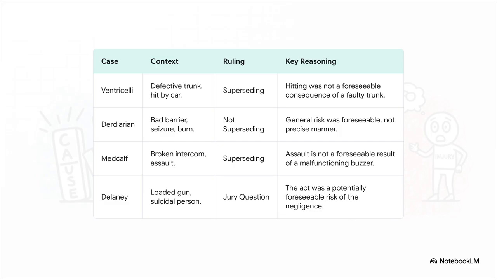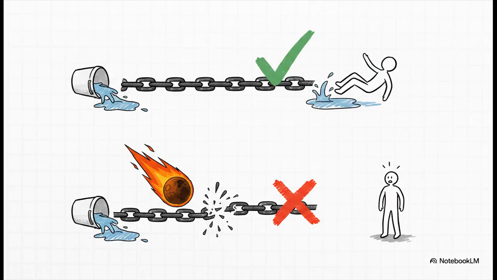This table puts it all right there for you. You've got Ventricelli and Metcalf showing how unforeseeable risks break the chain. You've got Derderian showing that the precise way it happens doesn't matter, as long as the general risk was foreseeable. And you have Delaney showing that even an intentional act won't break the chain if it's the specific risk the defendant negligently created. If you remember only one thing from today, let it be this. If the harm that occurs falls within the scope of the original, foreseeable risk, liability keeps going. If the new act is truly extraordinary and unforeseeable, liability gets cut off. It really is that simple.